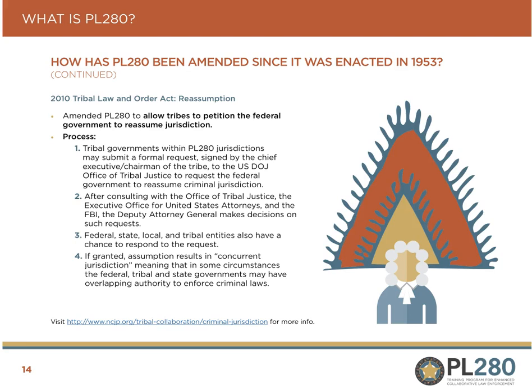Federal, state, local, and tribal entities also have a chance to respond to the request, and if granted, reassumption results in concurrent jurisdiction, meaning that the federal, tribal, and state governments may have overlapping authority to enforce criminal laws when federal reassumption is granted.